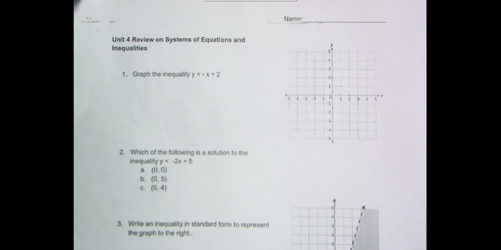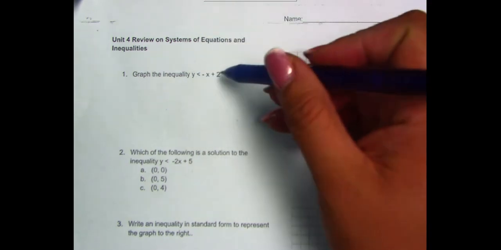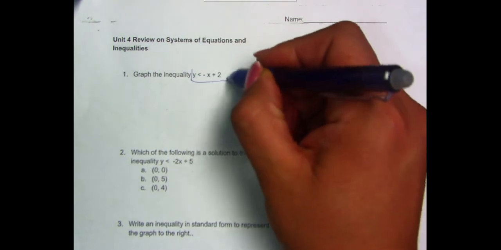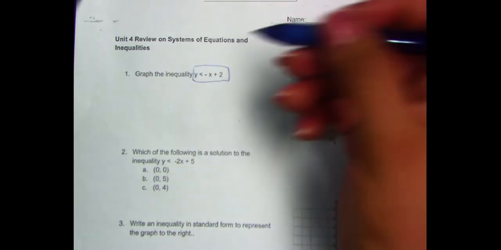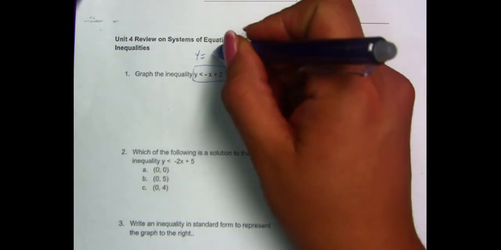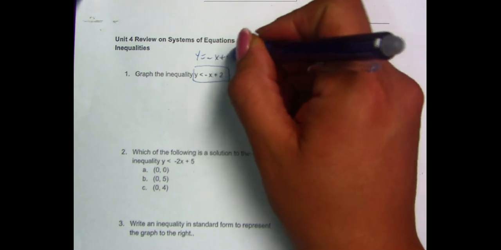All right, hey students. So today we're going to do this review to remind ourselves what systems of equations and inequalities is. So the first question is asking you to graph an inequality. Y is less than negative x plus 2. And this is very similar to the equation y equals negative x plus 2.